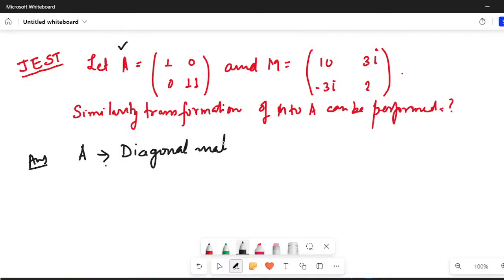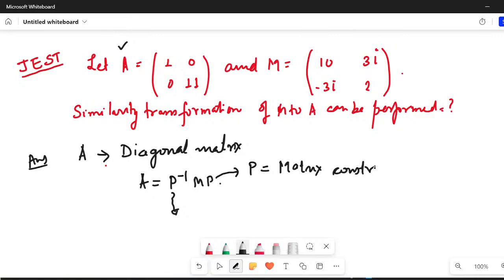A is a diagonal matrix. So I can write that A would be equal to some P inverse MP, right? And how to create this P? This P was nothing but a matrix that was created by eigenvectors of M. If you remember, yesterday we did all these things.